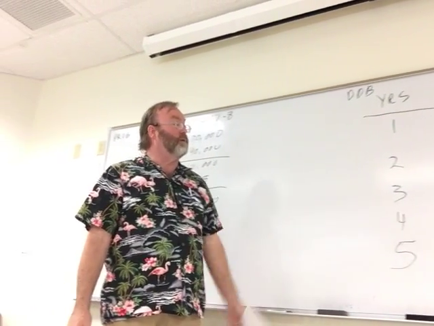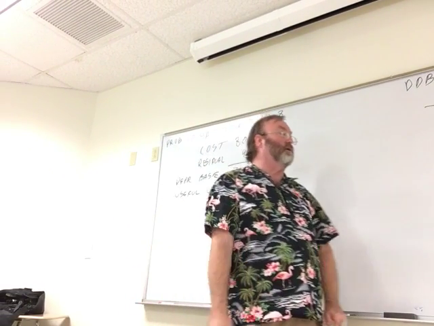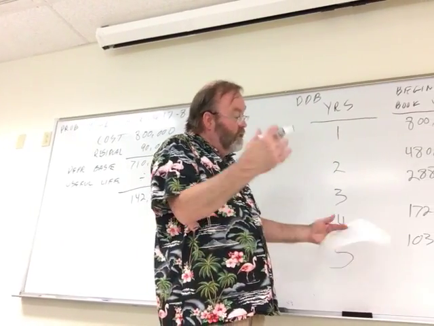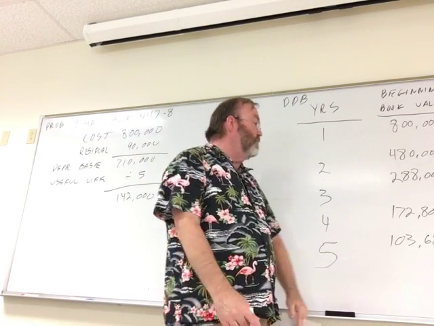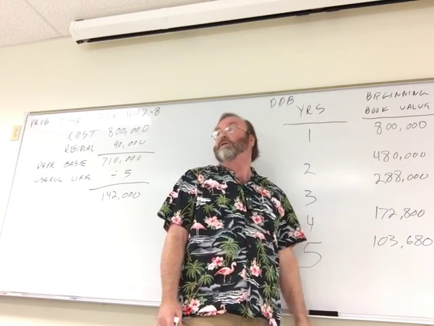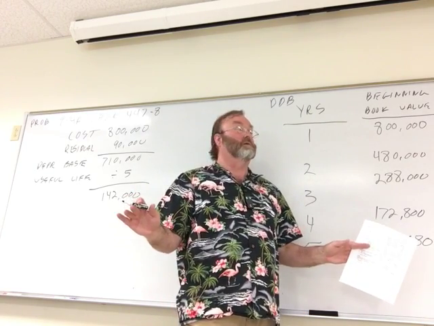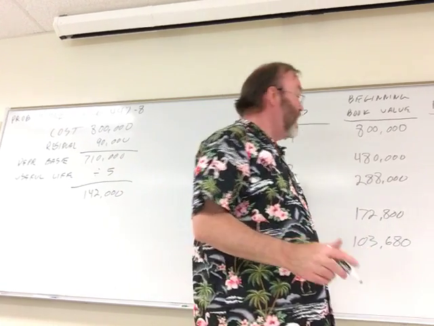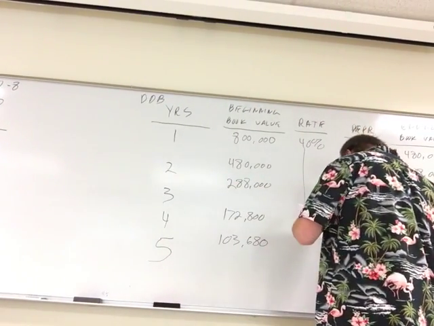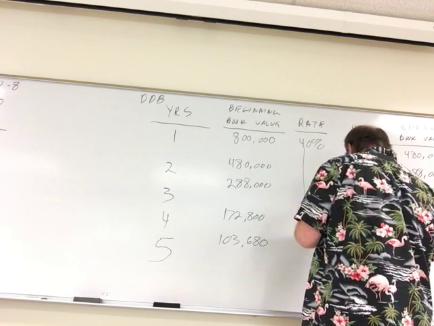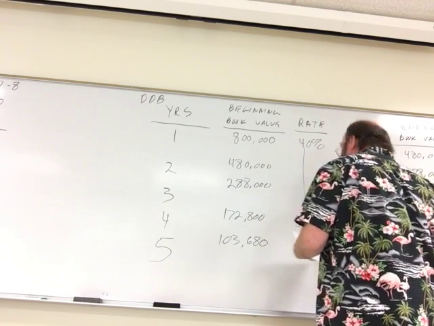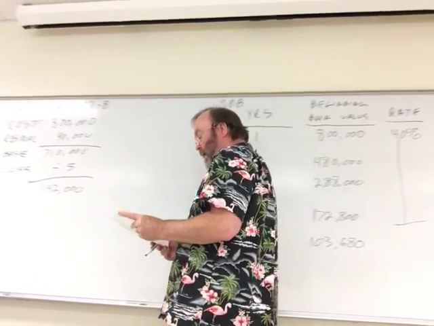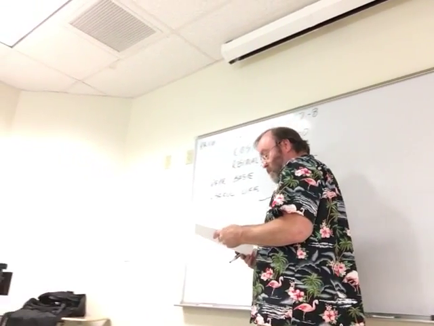So if you were to multiply the $103,680 times 40%, you would get something to the north of $40,000. Too much. Because the residual value, the salvage value, is $90,000. So all that you have left is $13,680 to be able to depreciate for the 5th and final year.